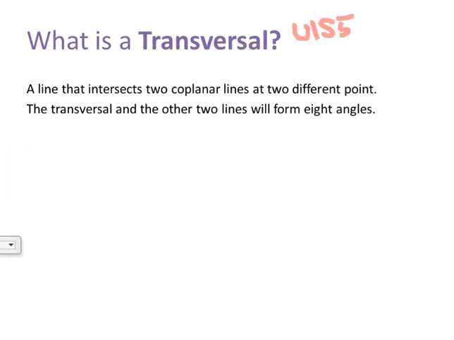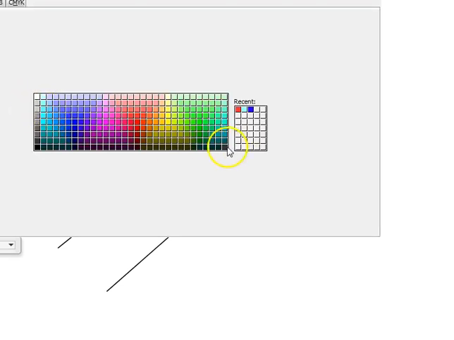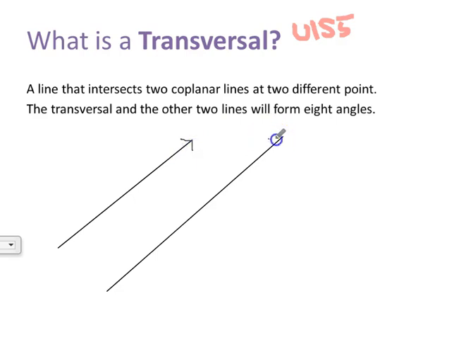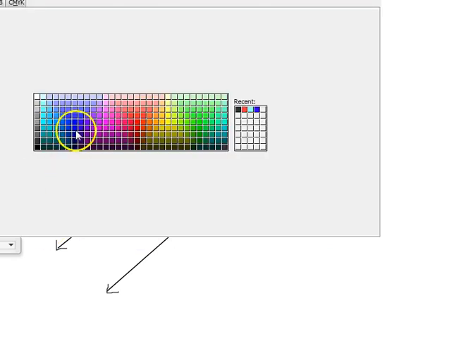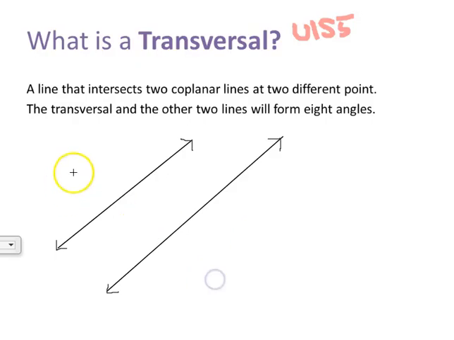So a transversal is a line that intersects two other coplanar lines. So let me draw in some lines here really quick. We've got two lines here. Now, if the definition says a transversal intersects two coplanar lines, so I'm going to draw in a transversal in red. Here we go. That's a transversal.